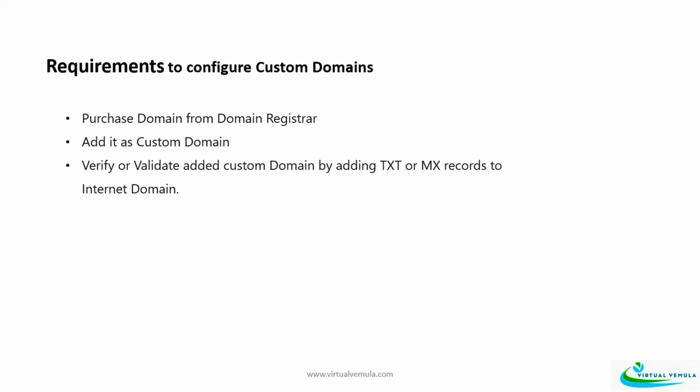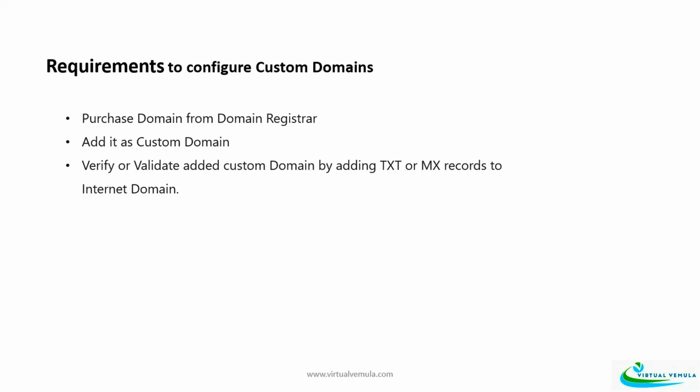Purchase your domain from the registrar, add the domain as a custom domain. Once you add it as a custom domain, it gives you two records. One is an MX record and the other one is a TXT record. Either one of these records is to be added to your custom domain on the internet and then validated. That finishes the addition of the custom domain.